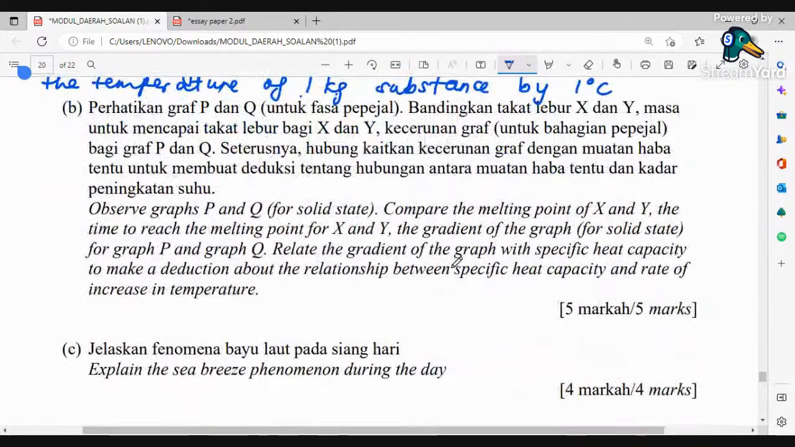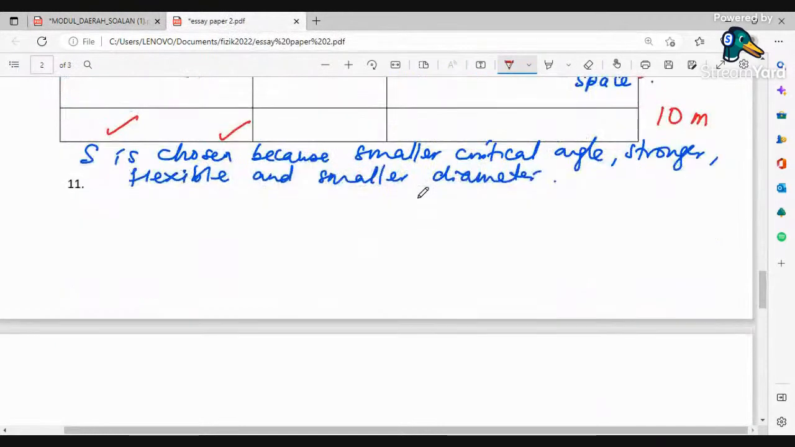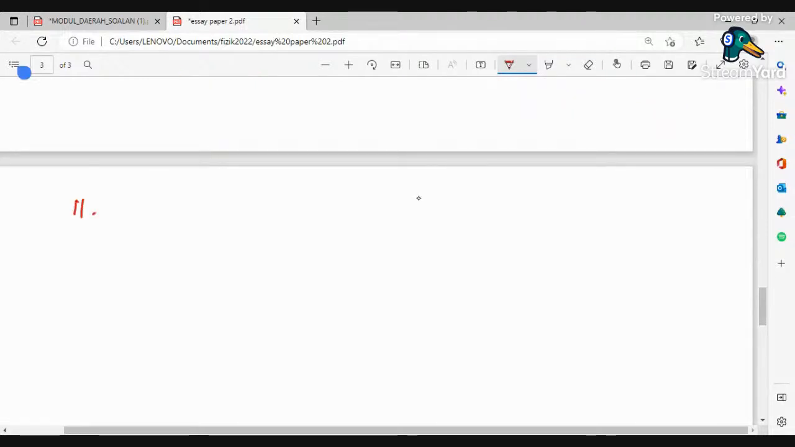Question B. Observe graph P and Q for solid state. Compare melting point of X and Y. First point, melting point of X and Y. Time to reach melting point. Gradient of the graph for solid state. Relate gradient with specific heat capacity. Deduce relationship between specific heat capacity and rate of increase in temperature. 5 points. Part B, compare. 11 B.